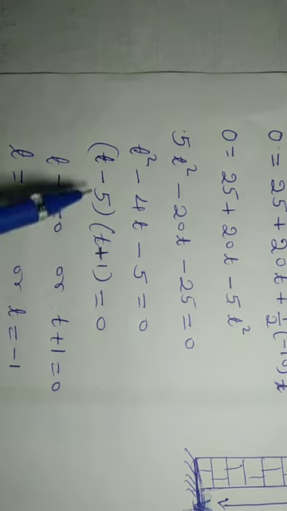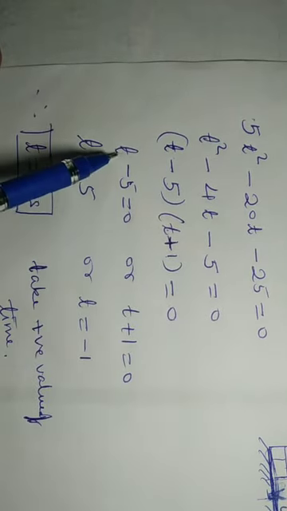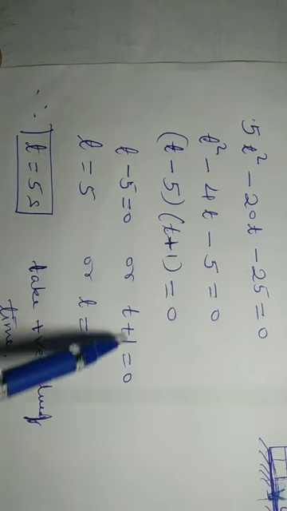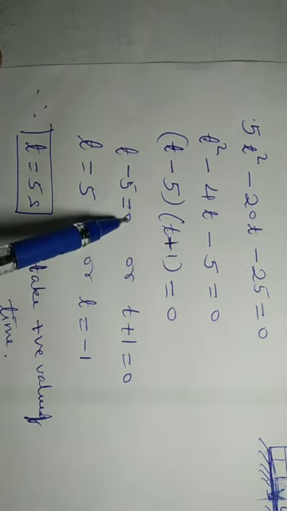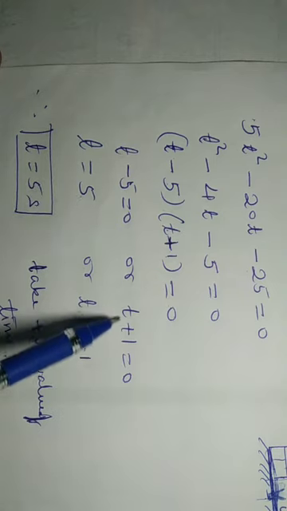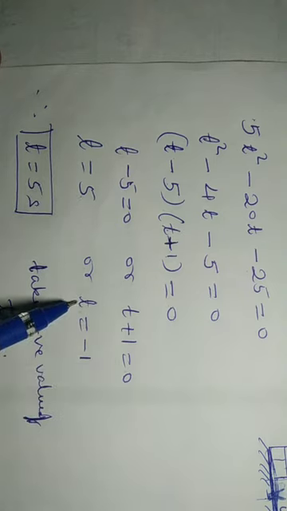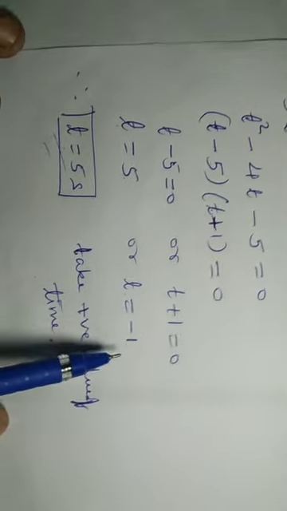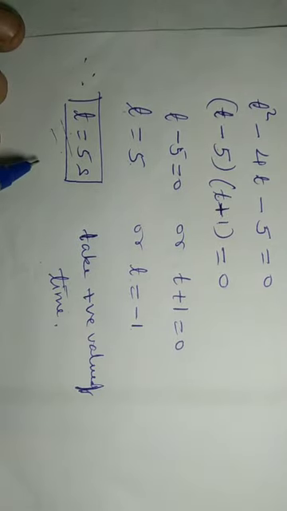Now you have the two terms, you can equate to 0. So t minus 5 equal to 0 or t plus 1 equal to 0. From t minus 5 equal to 0, you will get t equal to plus 5. From t plus 1 equal to 0, you will get t equal to minus 1. But the negative value of time is not possible, so you take t equal to 5, the positive value. Therefore t equal to 5 seconds.